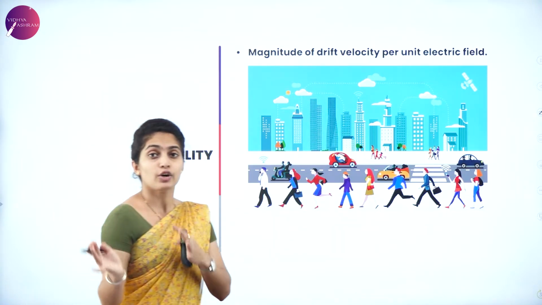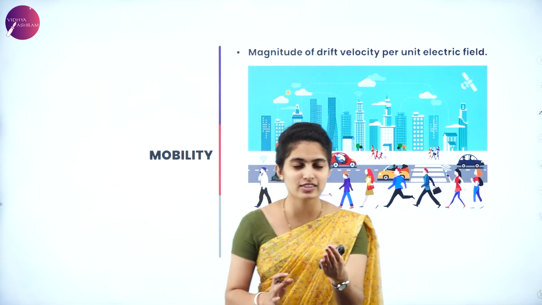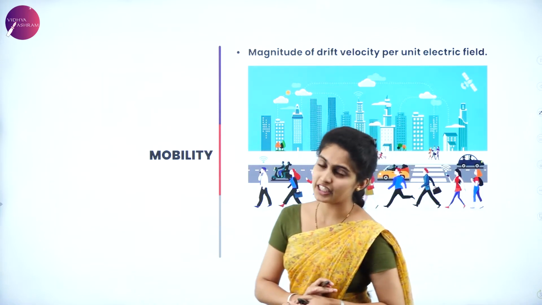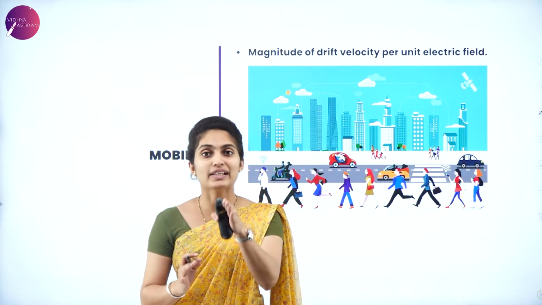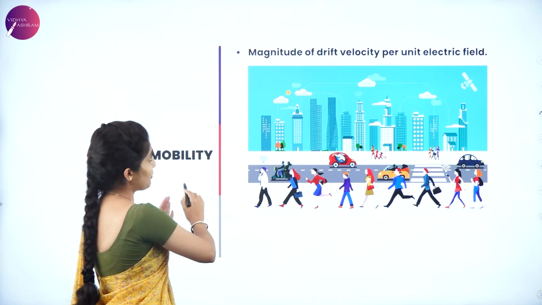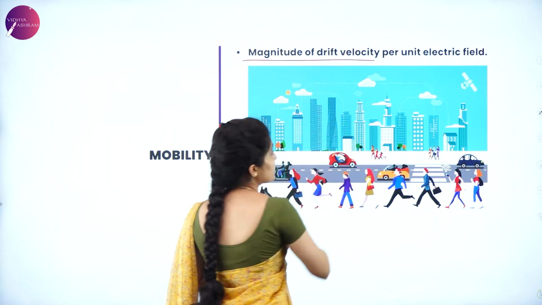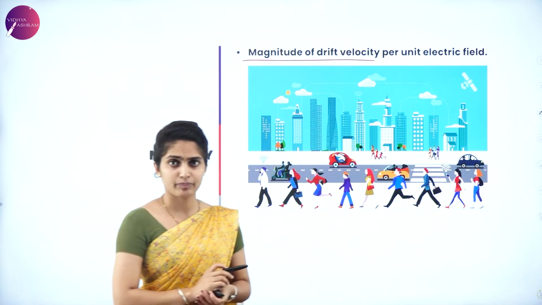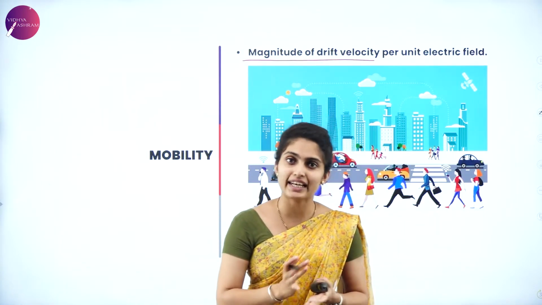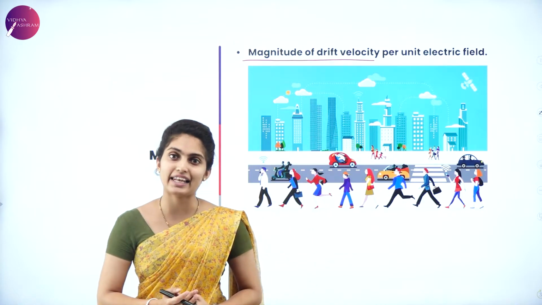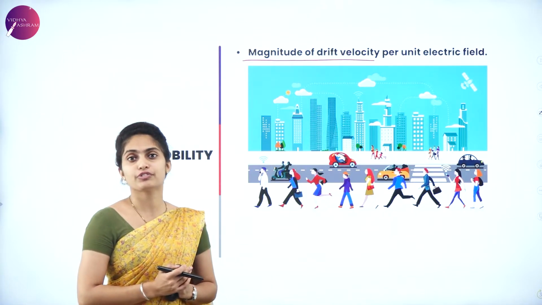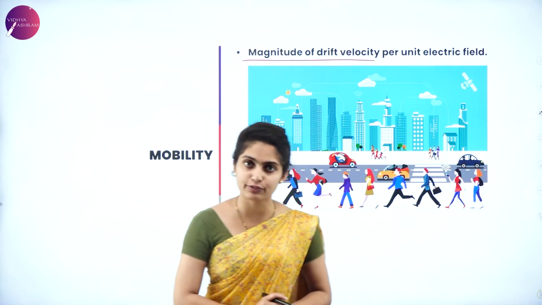You might get confused why I have this image over here. That is not just to show you the movement. Any movement is known as mobility in general. In physics terms, mobility means the mobility of the electrons. Here, mobility means the magnitude of drift velocity per unit electric field. For each unit of electric field, what is the movement of the electrons? That is the drifting of the electrons.